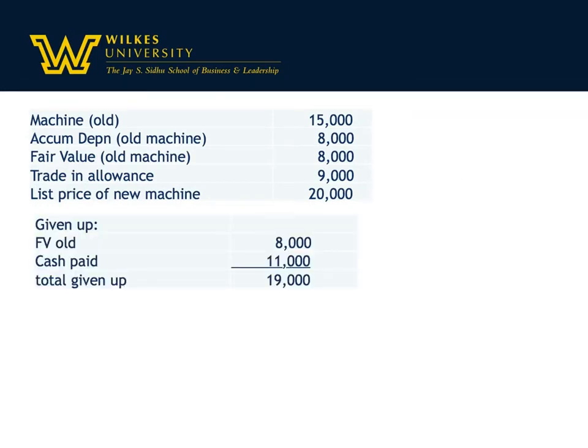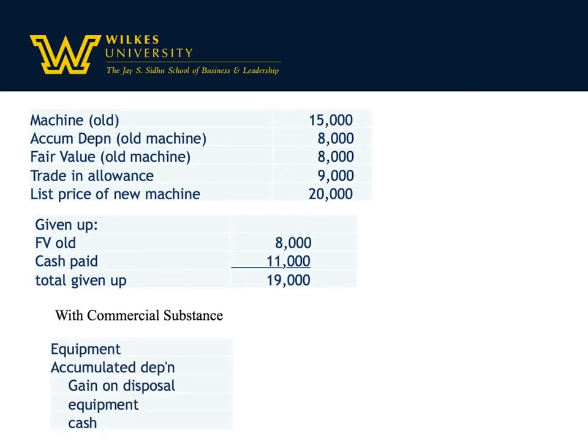What do I have that I've given up? Well, the fair value of the old machine is $8,000. Cash paid is $11,000, so the total given up is $19,000. We still have the gain of $1,000 that's hanging out, deciding whether or not we're going to deal with it. Does this thing have commercial substance or not?